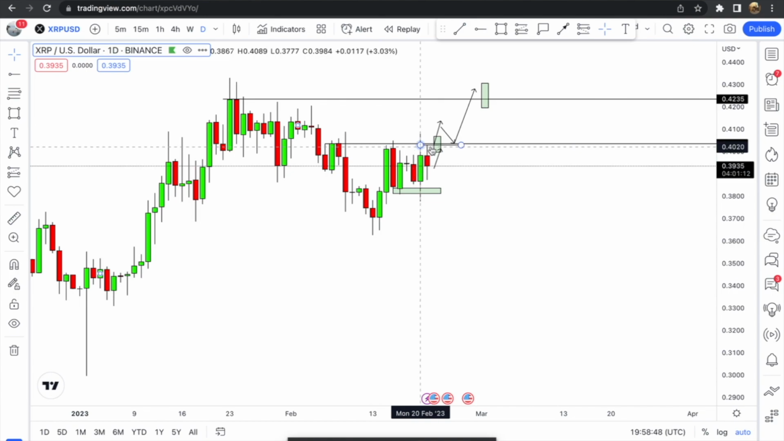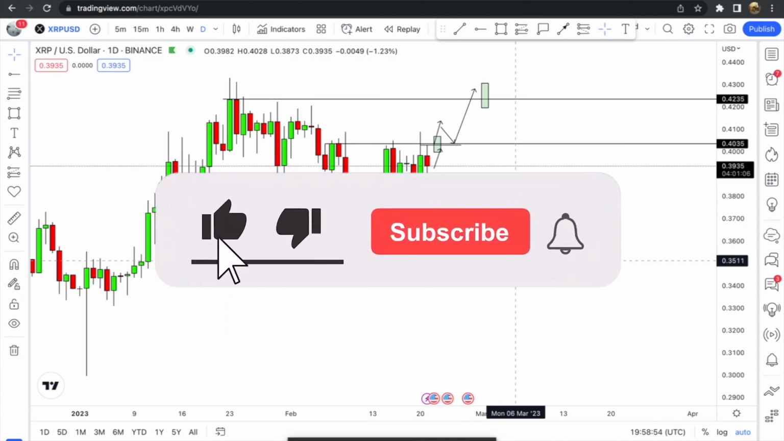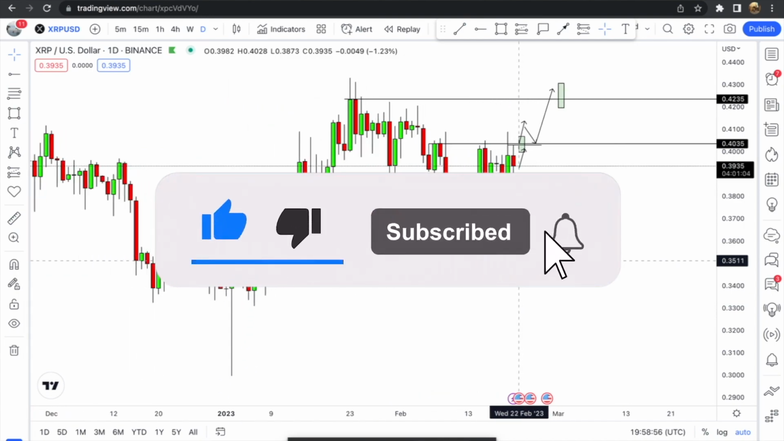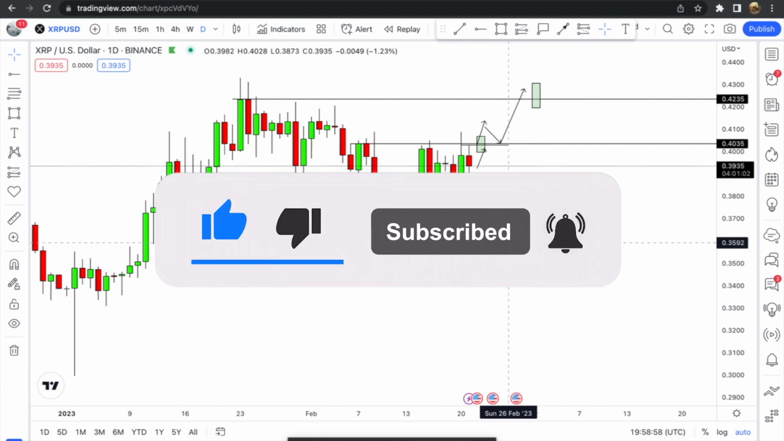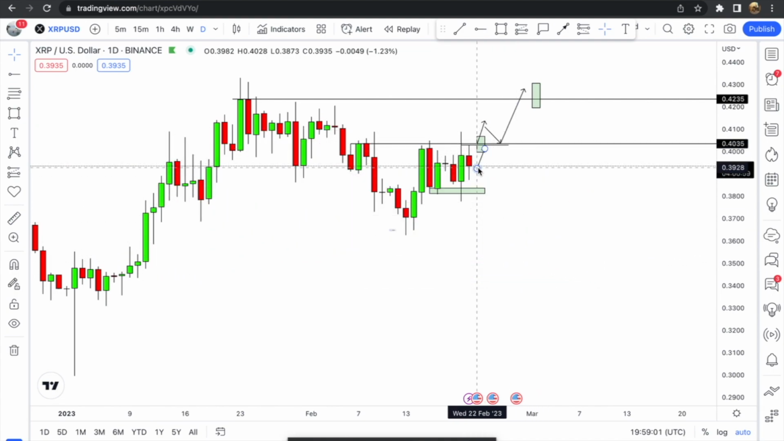That might not be the case, and we might just reverse, we might bump into this, and then of course, we might start breaking down. If that is the case, I will do an update on that, but for now I'm just going to do a little bit of bullish analysis and what to look out for if we are going to get buying opportunities.